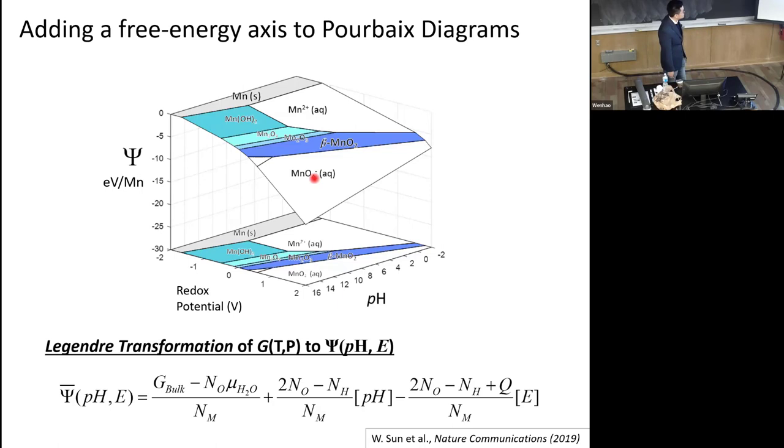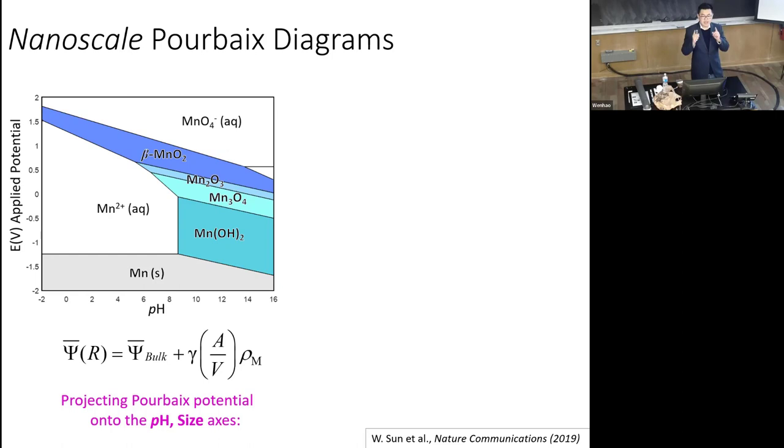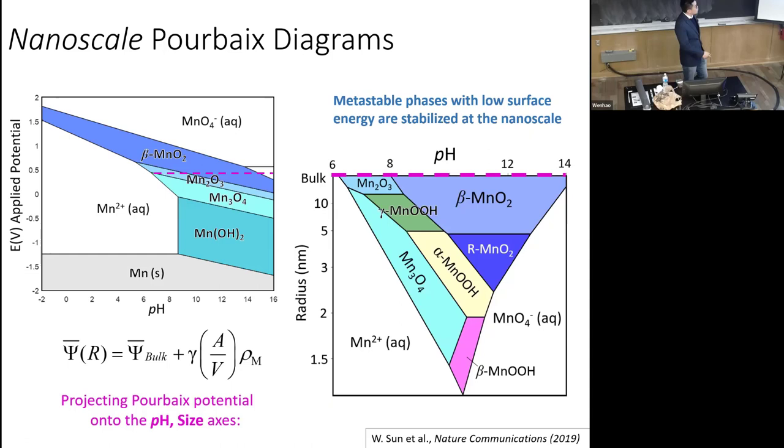Now that we have an energy expression for Pourbaix diagrams, we can do really cool things. We can add other forms of thermodynamic work to the total free energy expression. So what I'm going to do here is take a slice of the Pourbaix free energy at a particular applied potential, and then I'm going to make a new axis where I'm adding the surface energy times the area to volume ratio, which is really 1/radius.